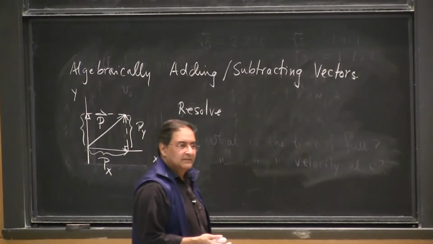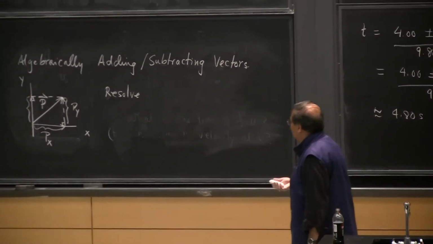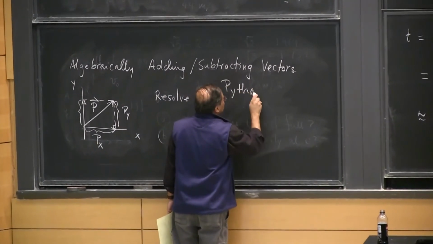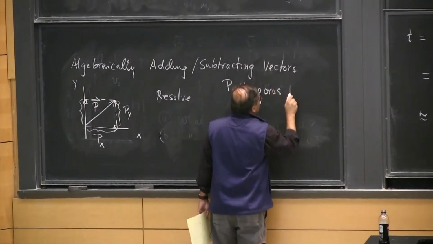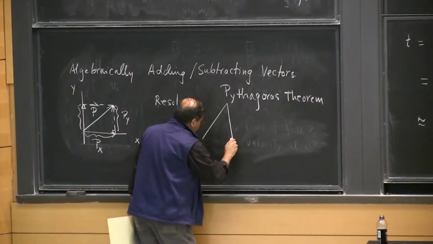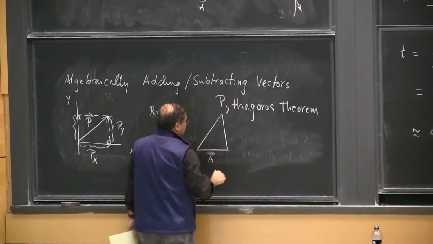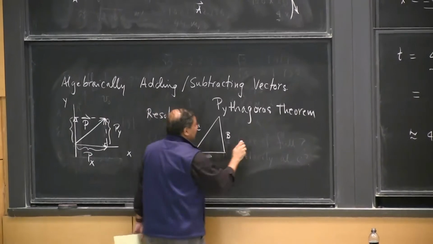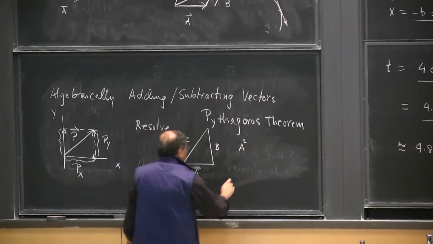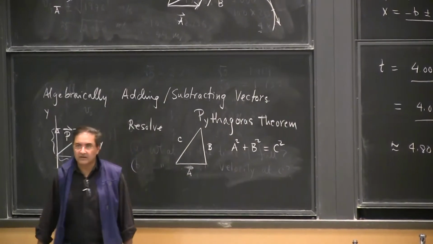Physicists and mathematicians can have a living because of the right angle triangle. The right angle triangle is very, very good for us because we know something called Pythagoras' theorem. The idea of the Pythagoras theorem is, if you have a side A, forget about vector, side B, and you call it side C, Pythagoras taught us that as long as this is on a flat sheet of paper, A squared plus B squared is equal to C squared. That's what Pythagoras taught us.